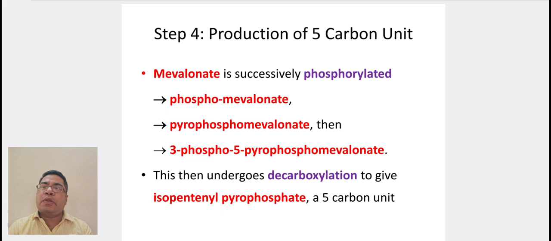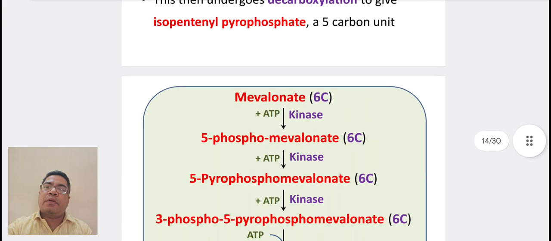Next step is production of 5 carbon units. The mevalonate is successively phosphorylated to phosphomevalonate, then pyrophosphomevalonate, then 3-phospho-5-pyrophosphomevalonate. This then undergoes decarboxylation to give isopentenyl pyrophosphate, a 5 carbon unit.